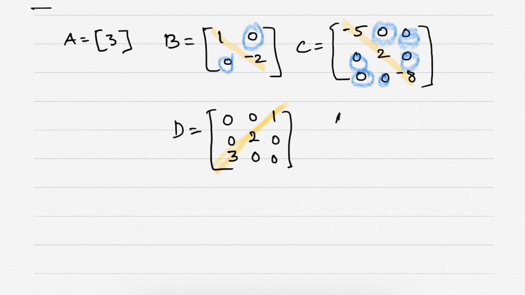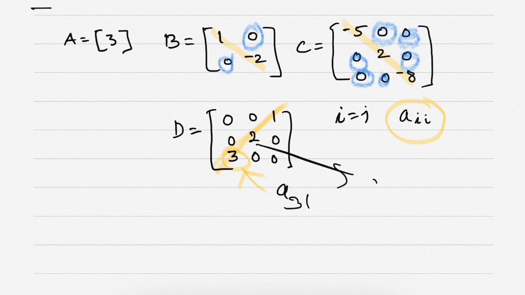In a matrix, an element will be called a diagonal element if it has I equal to J, where the number of the row is equal to the number of the column. Take this element. It is A31. This is okay. A22. And the last one, it is A13.